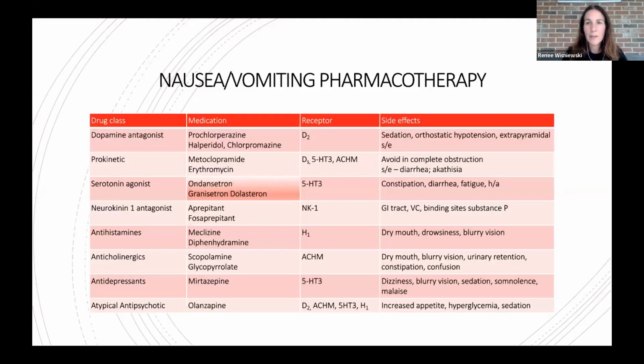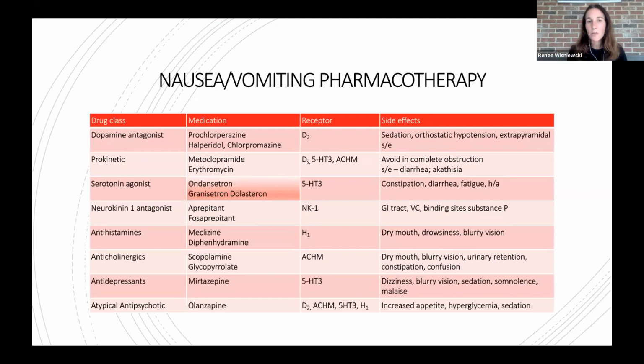So nausea, vomiting, pharmacotherapy strategies. These are medications that are common in the United States and available. I know that in the area that you practice in, these medications may look a little bit different. There's the drug class, the medications, the receptors that they target, and common side effects.